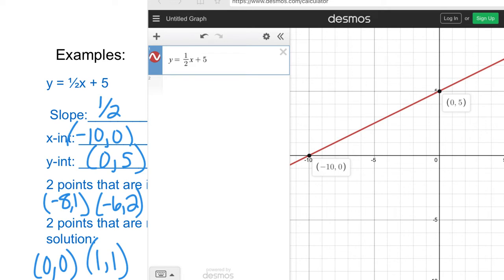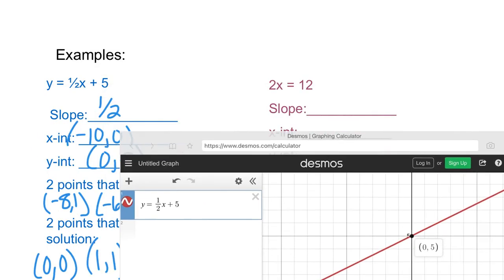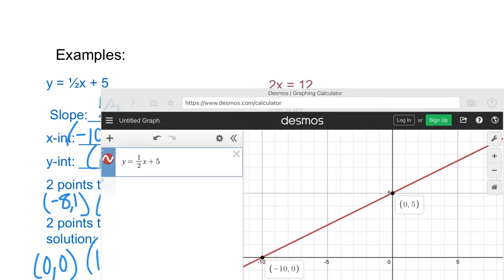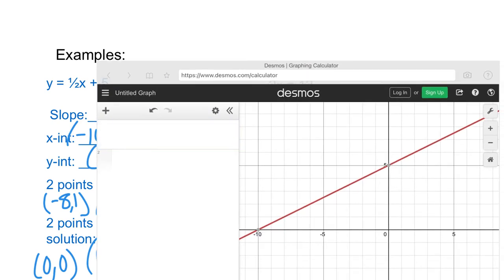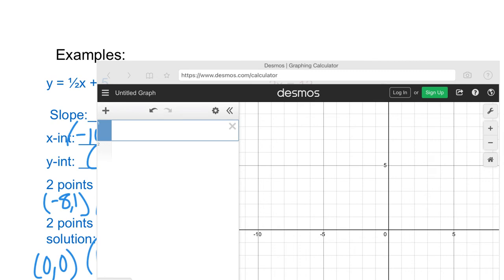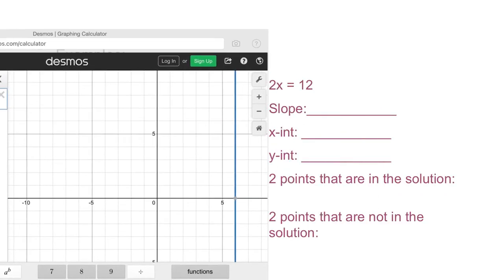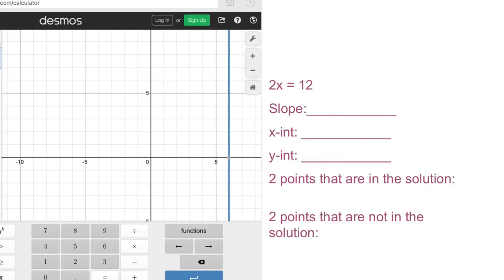All right, and then we'll do the one on the other side. So this one's going to look a little different. 2x equals 12. So I'm going to go over here and we'll type 2x equals 12. Now this is a lot different looking because we didn't have a y this time. We just had an x. So we end up with this vertical line.